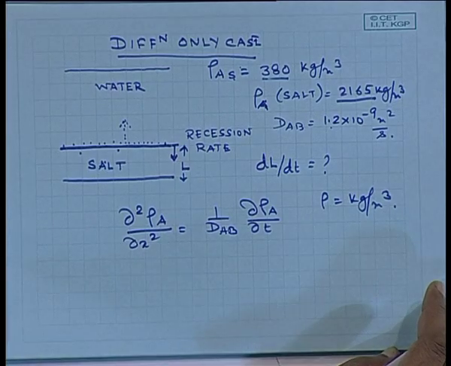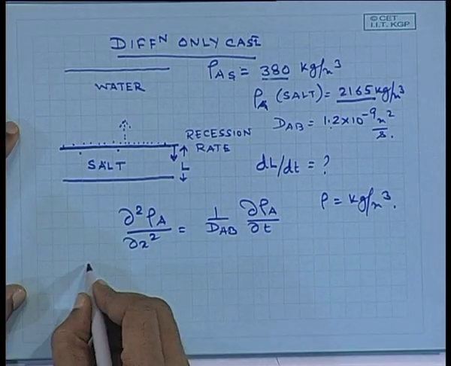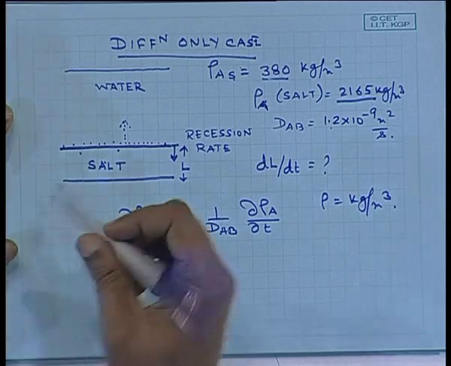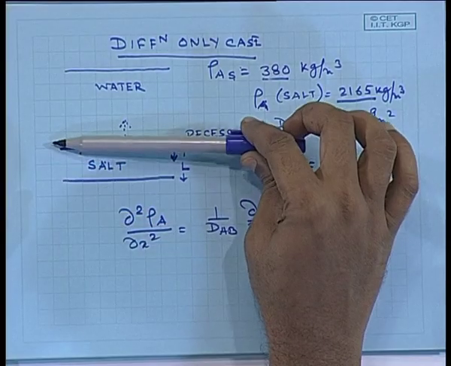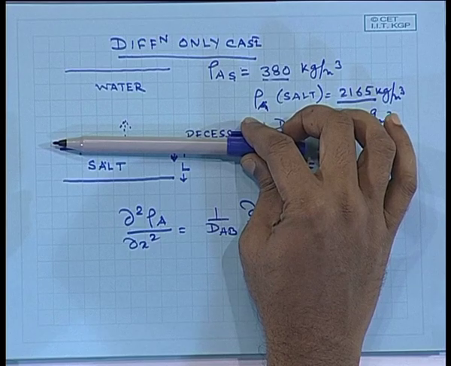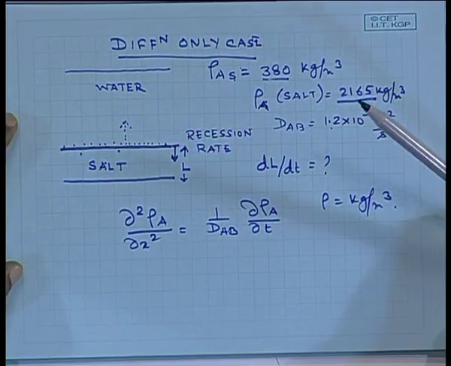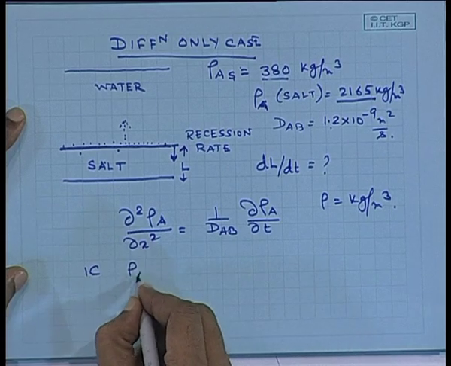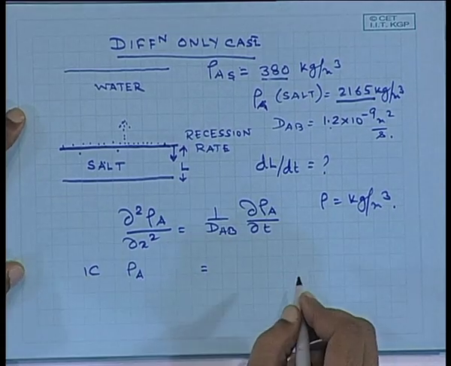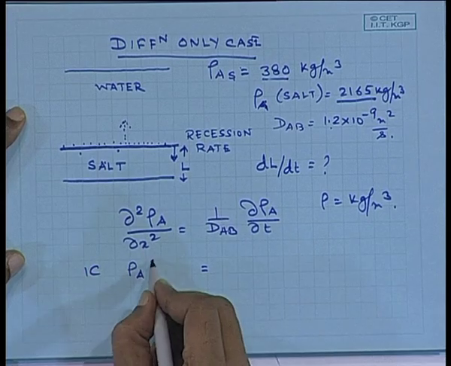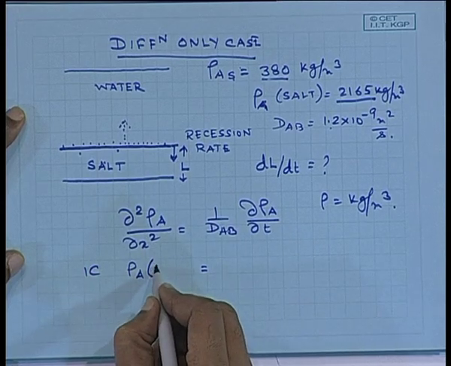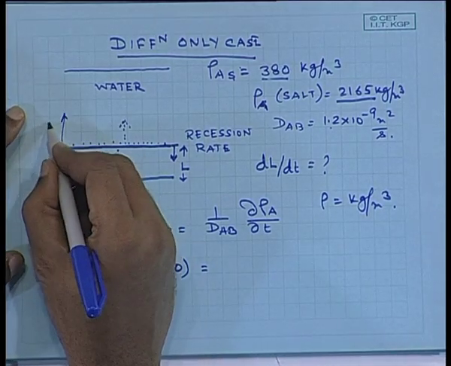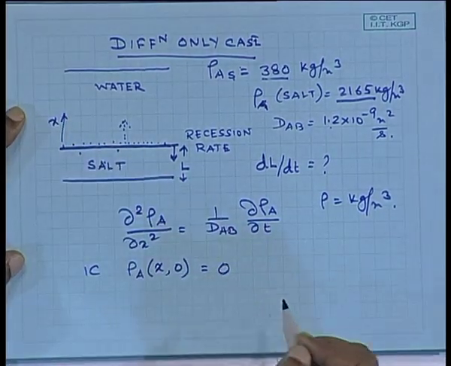All right. So, what is the initial condition that we are going to have? Initially, we had only water present in the system, because if you remember, the salt was separated from the water by a barrier, and the barrier was removed at time t equal to 0. So, what is going to be the initial condition? Rho A at time t equal to 0, at any x, is equal to 0.